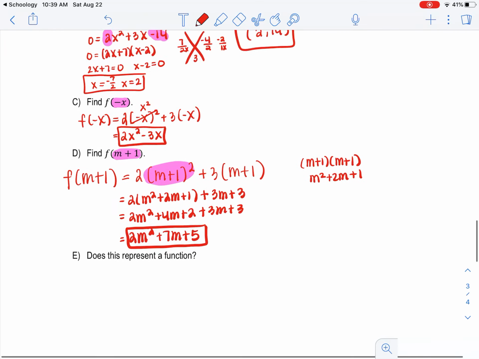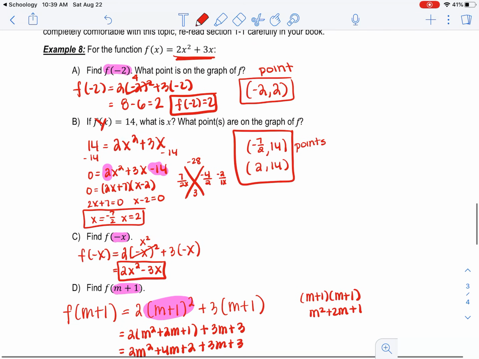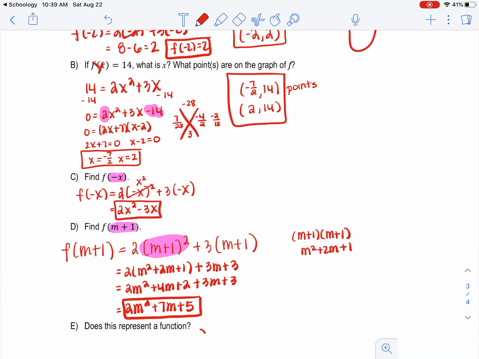Okay? Last but not least, is this a function? You can think of this 2 ways. Yes, because I know what this looks like. It looks like a parabola, passes the vertical line test. Or we know that for any x value we plug in, we're only going to get one y value. There's nothing that I can plug in that gives me two different answers. Okay, so yes.